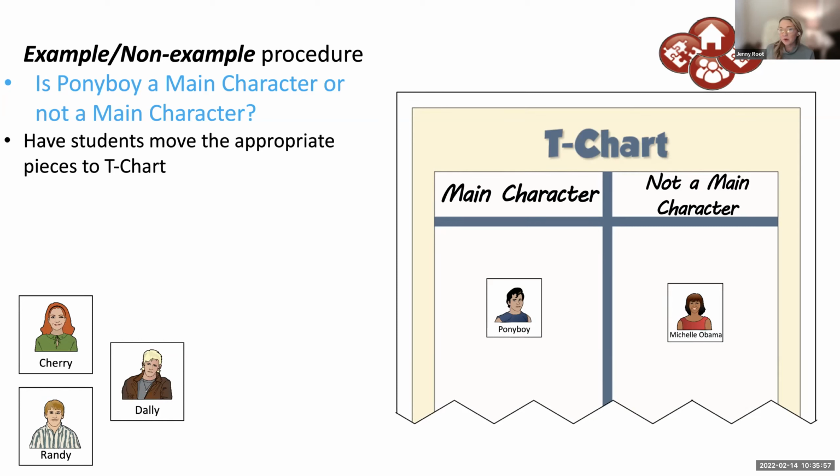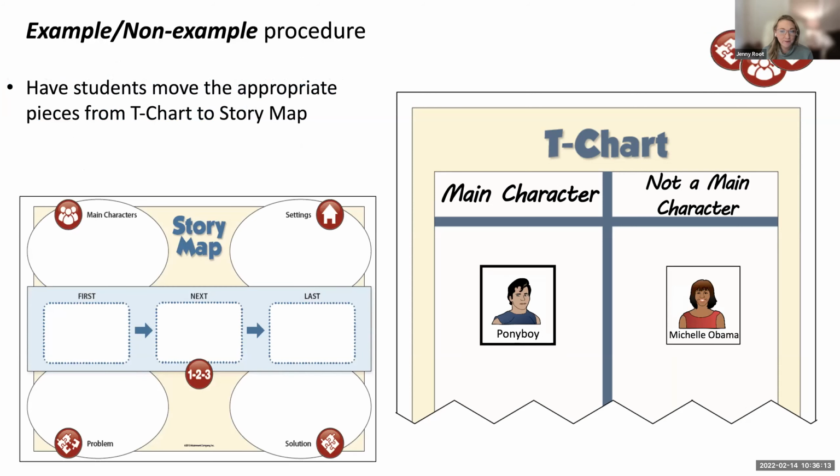I would also caution that when we select what our distractors or non-examples are, that we aren't picking things that maybe are their favorites of something, because then they might accidentally choose those or focus on those irrelevant features. You want to have students move the appropriate pieces from the T-chart to the story map.